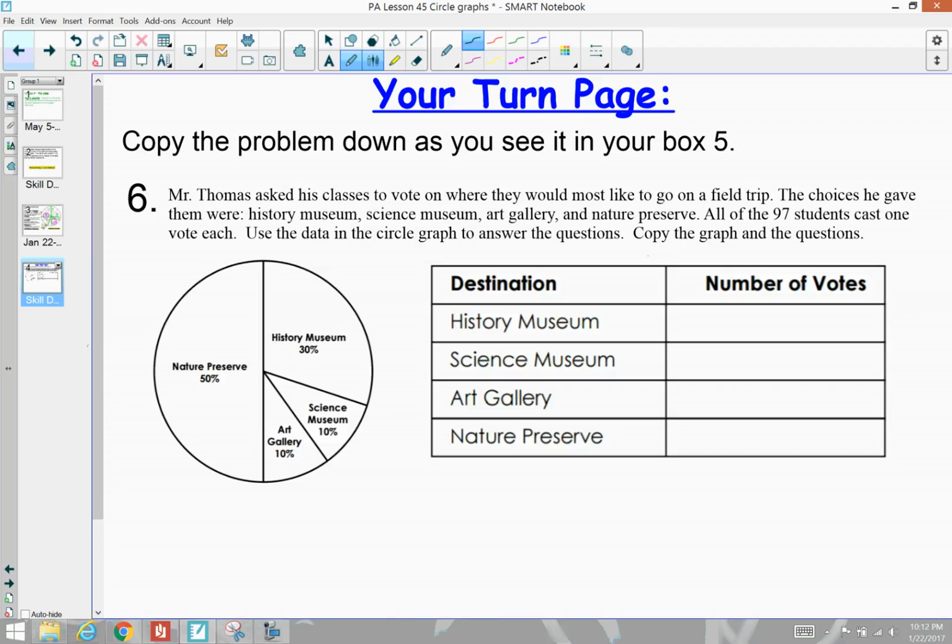I would like for you to copy the graph and the questions and fill out your part. Based on the percents, you need to round to the nearest whole number. Since we're talking about people here, we don't want any half numbers, no decimal numbers, okay?